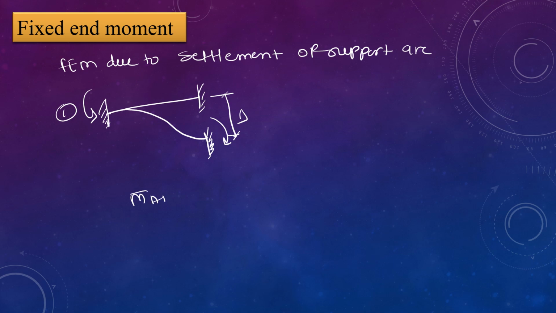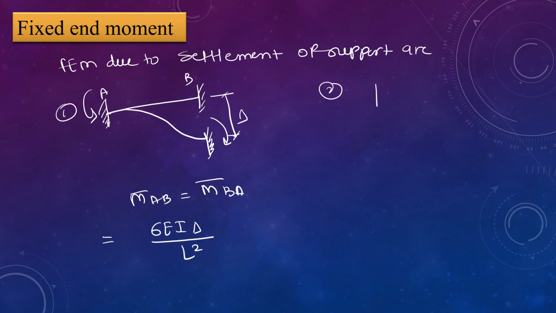First condition: if this is a fixed beam and this fixed beam settles down up to delta, then the moment for this fixed beam, MAB, where this is support A and this is B, and moment MBA are equal, and that value is equal to 6EI delta divided by L square. The moment at both ends is the same, that is 6EI delta by L square.